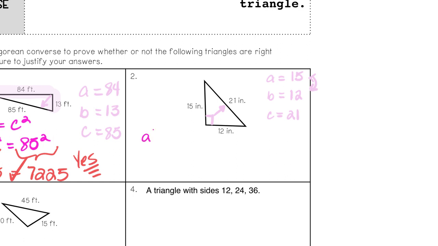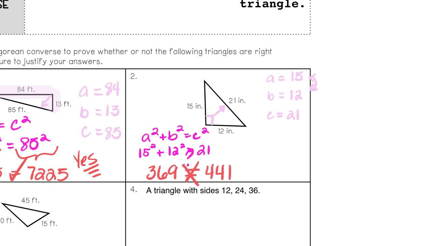So I'm going to come back here. I have A squared plus B squared equals C squared, so I'm going to plug in those numbers where they belong: 15 squared plus 12 squared equals 21 squared. What we want to know is if it is true or not. When I plug these in, 15 squared plus 12 squared is 369, and 21 squared is 441. So in this case, they are not equal, which means this is not a right triangle.